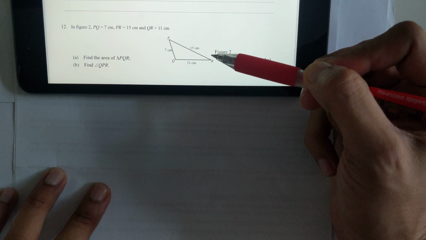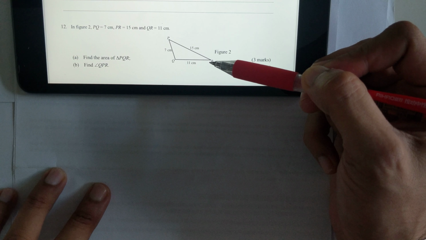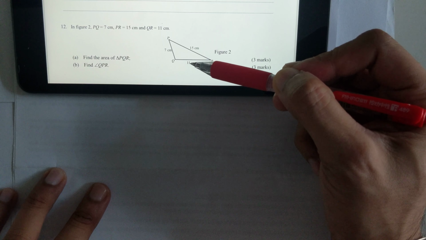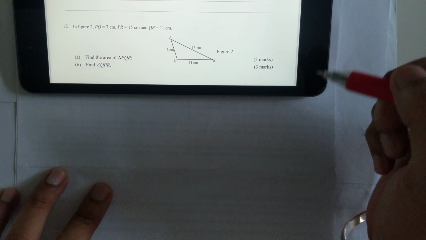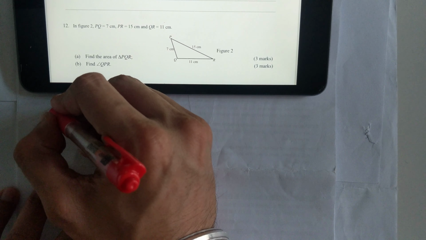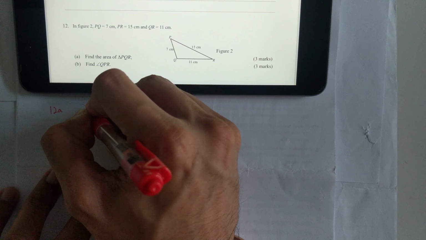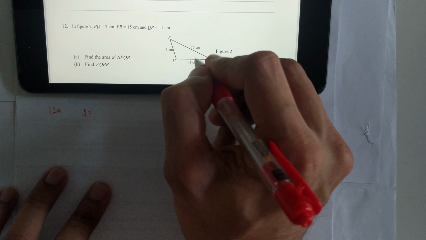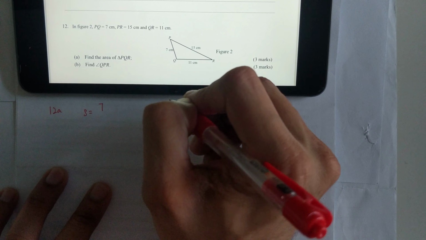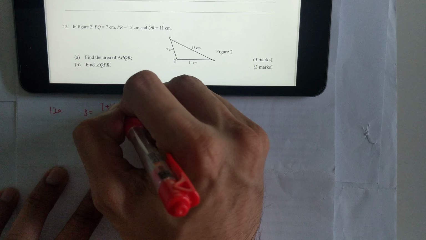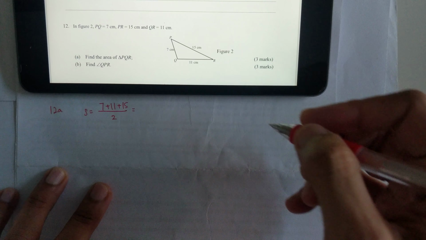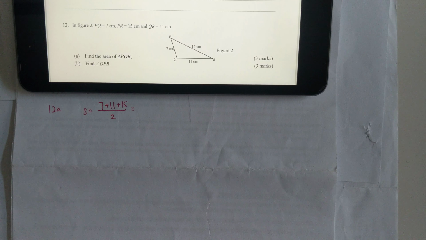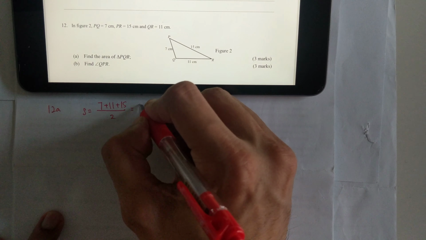So the other way we learned was Heron's formula, which uses side, side, side. We have those three sides, and if we know that, then we'll go ahead and use Heron's formula. First of all, we find the value of S, which is the sum of all three sides divided by 2. So 11 plus 8, 18, 33, so 16.5.